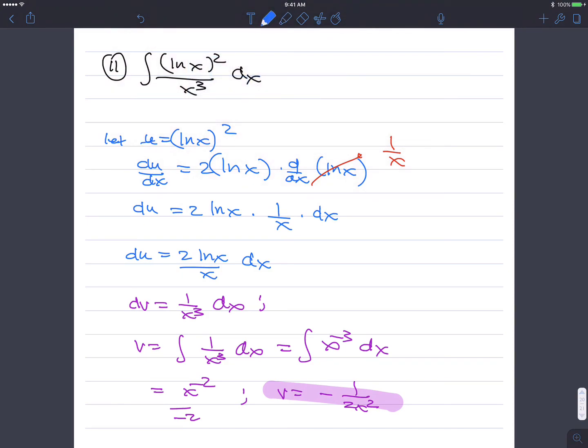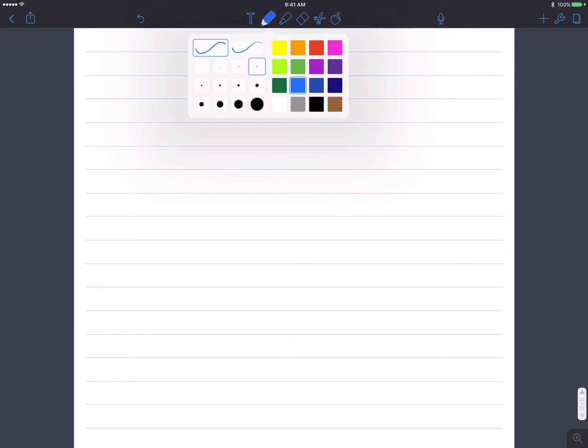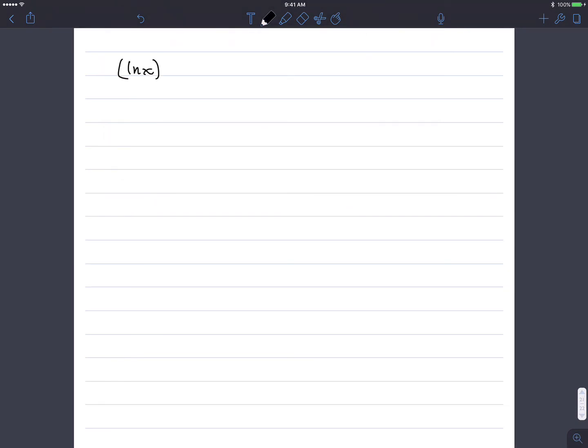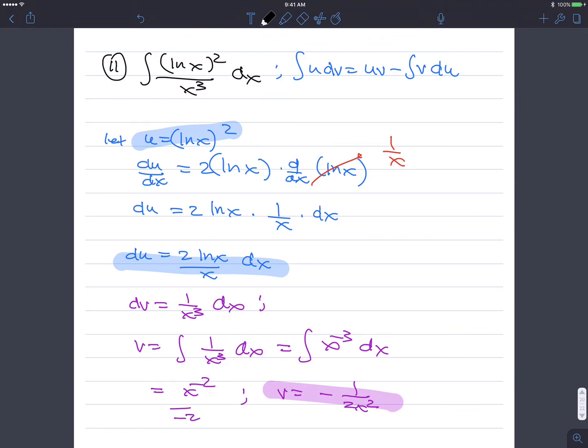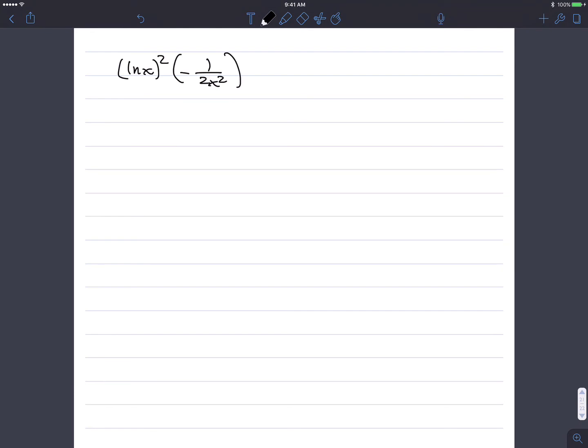Okay, let's take a look at what we're going to use. Here's my u. Here's du. Integral u dv is uv minus integral v du. Ln x squared times a negative 1 over 2x squared. Let's double check. How about if we change some notation here? Let's simplify this. I'm going to say this is natural log squared x over 2x squared, and it's negative.